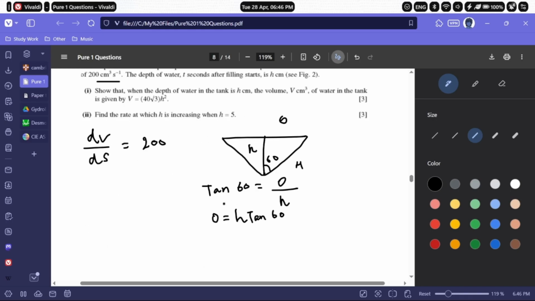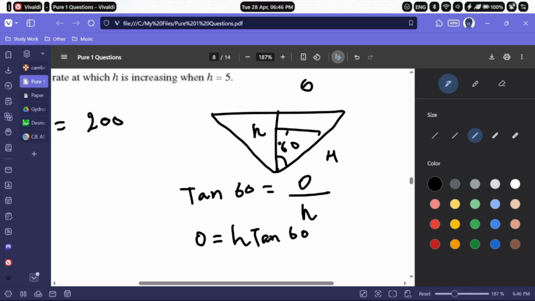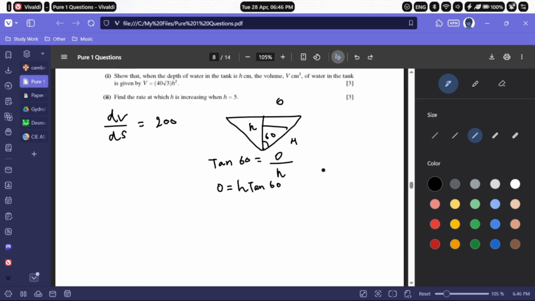So anyway, this is your height. The area of this thing over here would be half into base into, sorry, half into height into opposite, right? So you'd have to multiply that by 2 so that you get the area on the left side as well, because this is just opposite over 2, okay? So you'd multiply it by 2. So area would be equal to half into 2h tan 60, half into opposite into height.